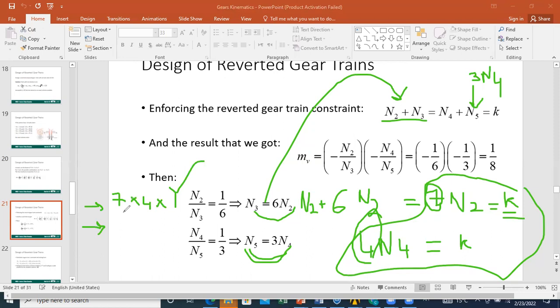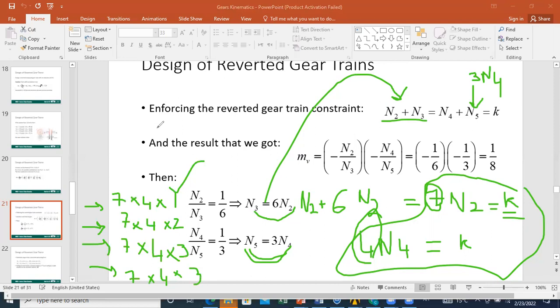The second possibility for k is 7 times 4 times 2. Also, we check it. Not fine. Okay, we pass to 7 times 4 times 3. We continue to increase k until reaching an acceptable combination. You already know how to check for an acceptable combination. In general, we try to avoid interference between gears.